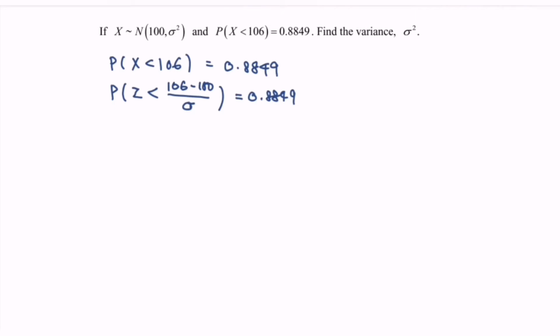The second step is to illustrate the situation in a diagram. Next is to locate the value of z. For example, let z be on the left. By referring to the question, they mentioned that z is less than 106 minus 100 over the standard deviation, so this will be the region. Kindly consider the situation: is it possible that the area is 0.8849 for this portion? I believe the answer is no.